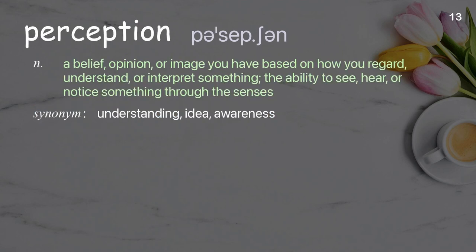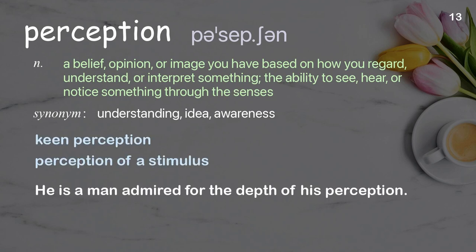Perception. A belief, opinion, or image you have based on how you regard, understand, or interpret something, the ability to see, hear, or notice something through the senses. Examples: keen perception, perception of a stimulus. He is a man admired for the depth of his perception.